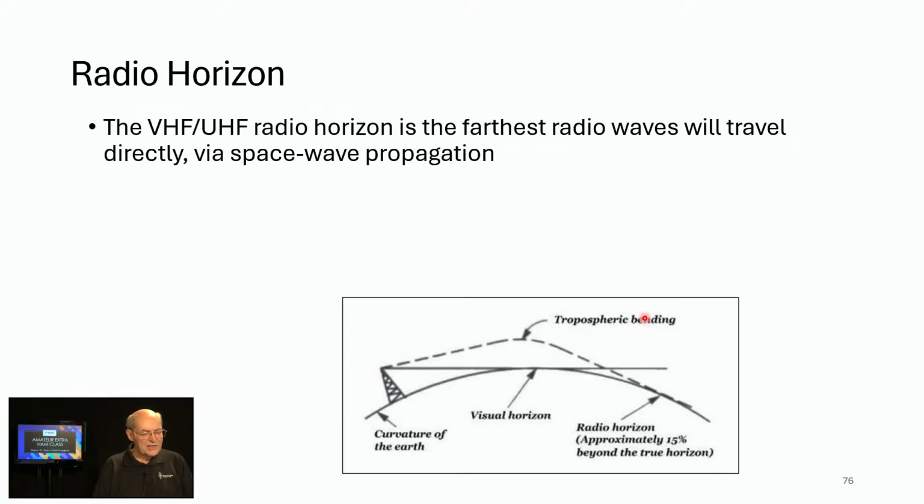So the first topic deals with the radio horizon, and radar operators initially observed this, that sometimes it's possible to hear a signal that's over the horizon. And with VHF, UHF, microwave, normally that's line of sight only. But because of tropospheric bending, shown here, you can actually get a little bit beyond the horizon.